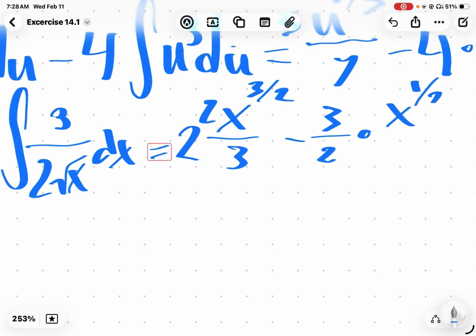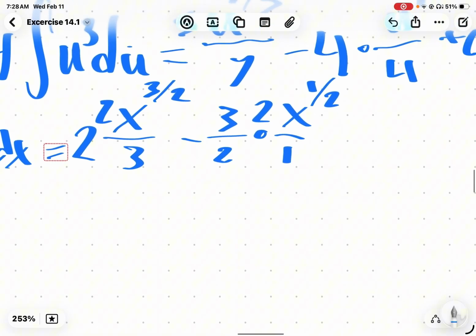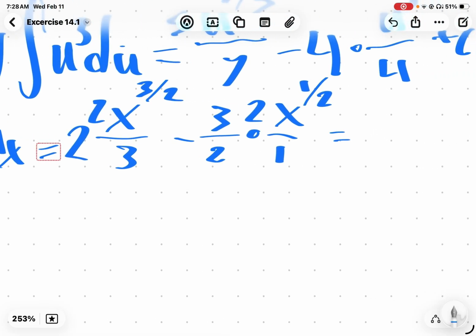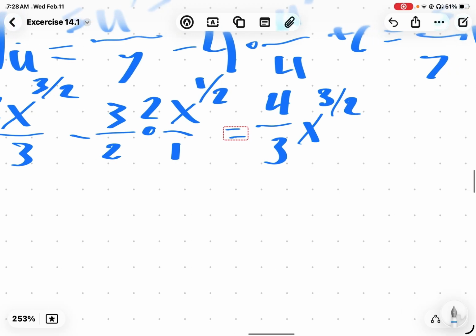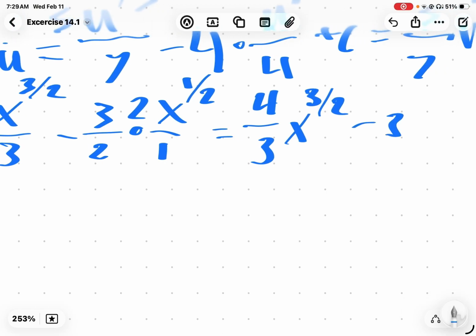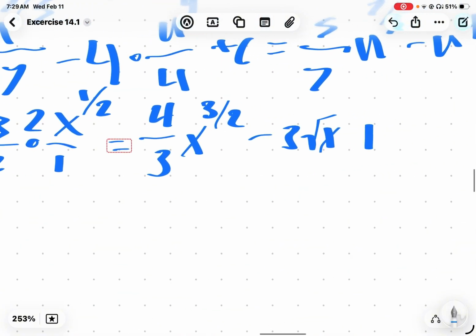You add 1, so it's now just 1/2, go over 1/2. So multiply times the reciprocal, which is 2. And now to simplify everything, we have 4/3 times x to the 3/2, and then minus 3 times square root of x, and then of course plus c.